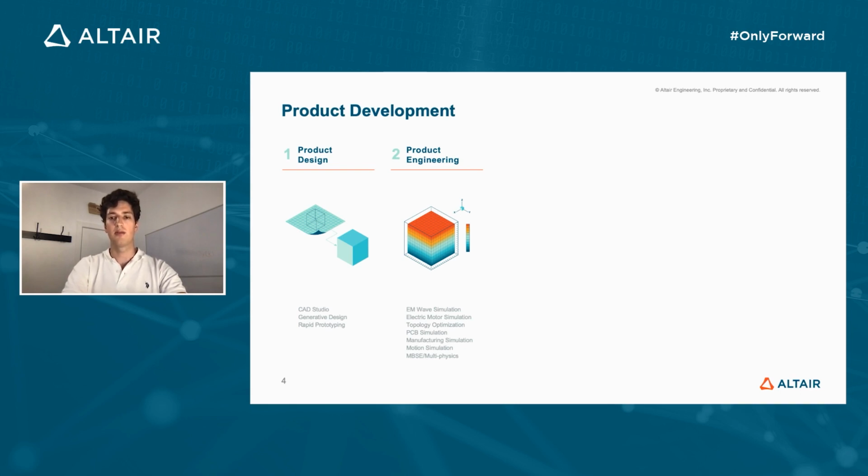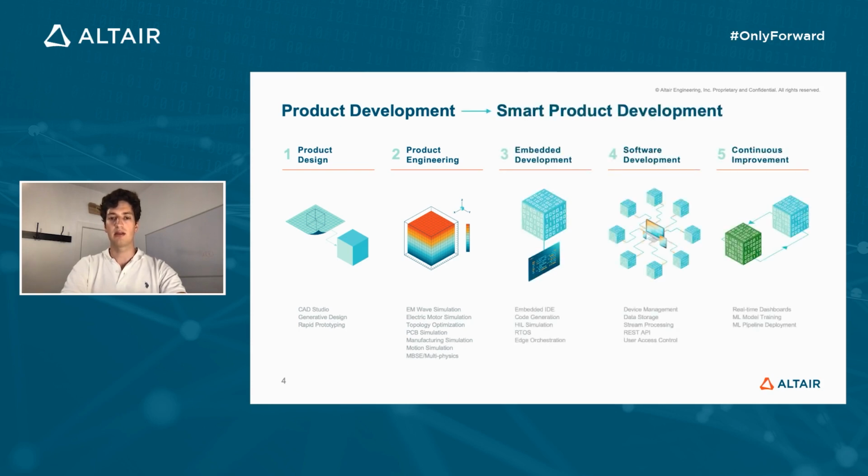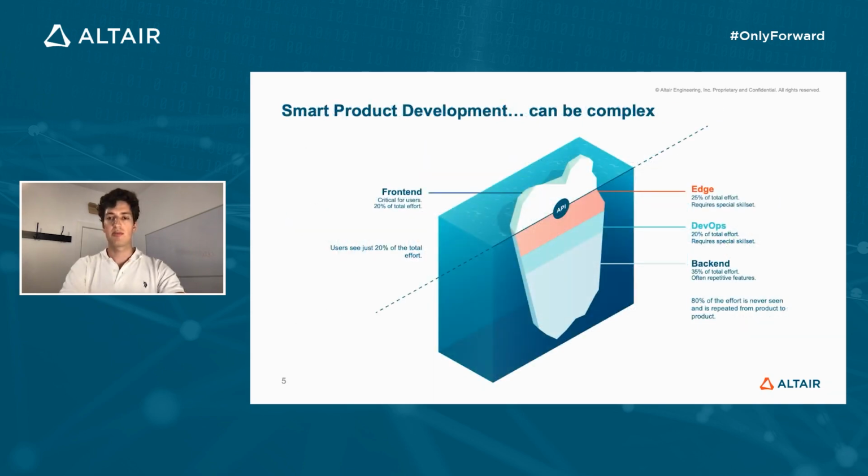We went from product design and product engineering to smart product development with embedded development, software development, and continuous improvement. Unfortunately, this means that smart product development is more costly, complex, and has more risks than normal products. This is because smart product development can be complex.